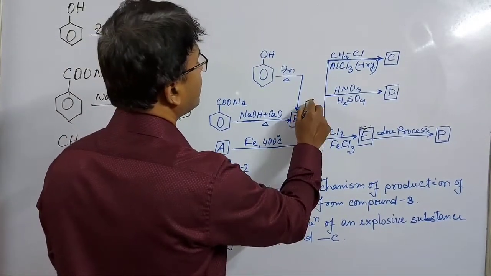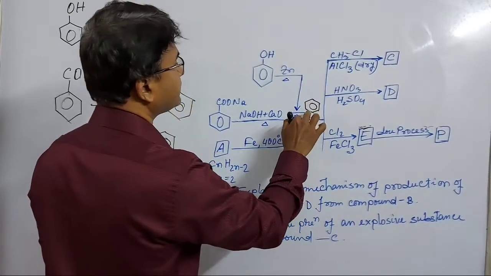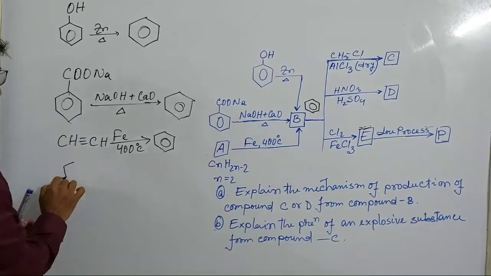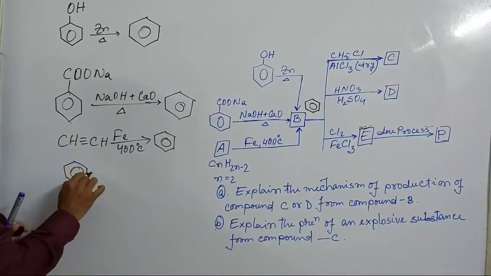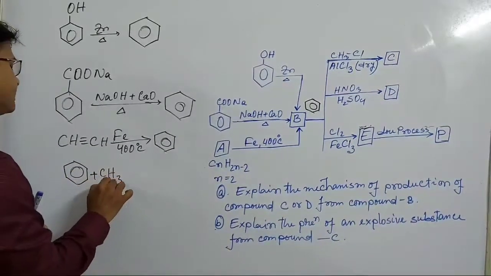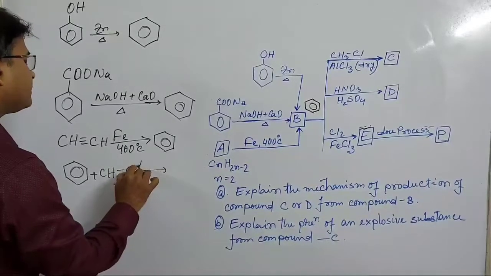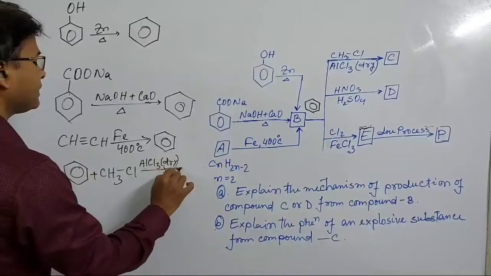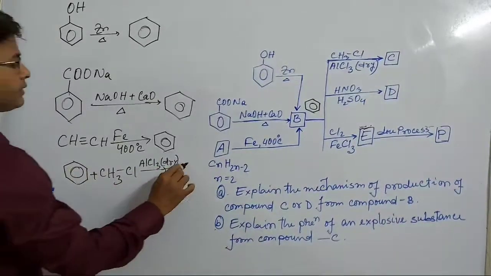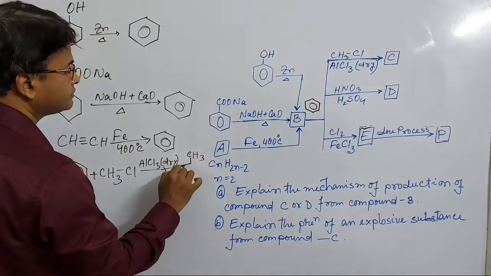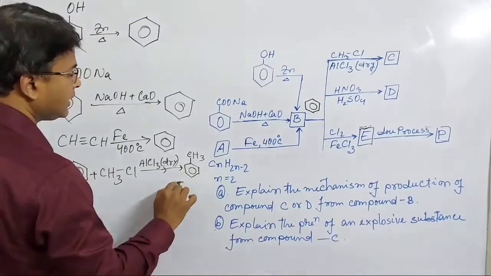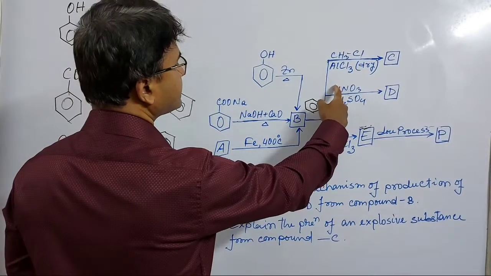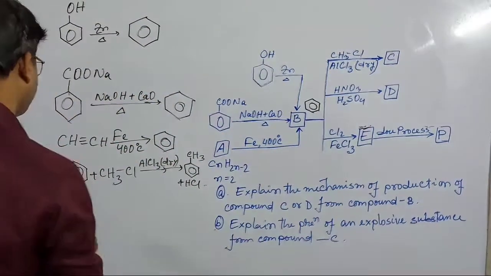Then look at another reaction. Benzene reacts with methyl chloride in the presence of dry aluminum chloride to produce toluene and hydrochloric acid. And again, benzene reacts with nitric acid in the presence of sulfuric acid.